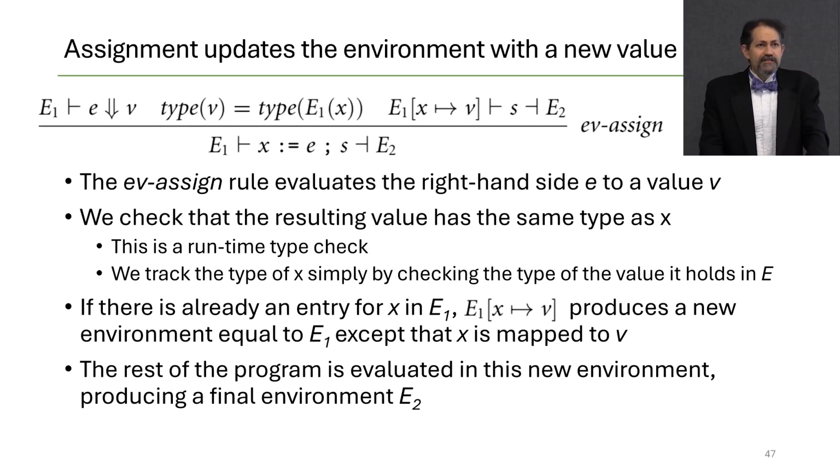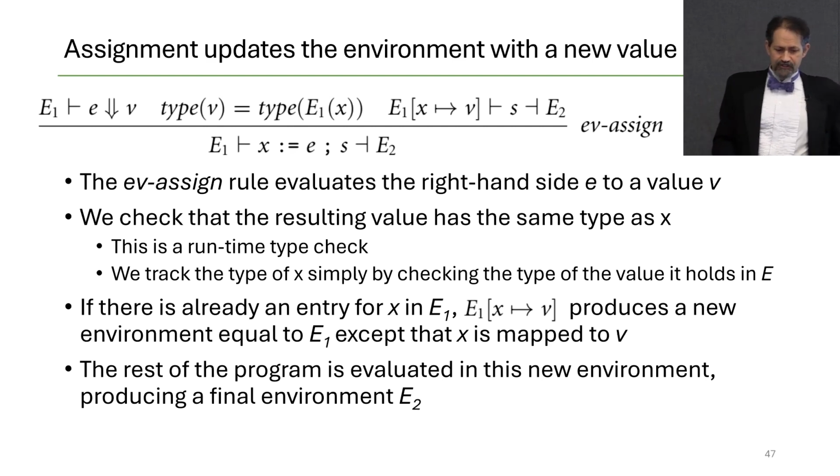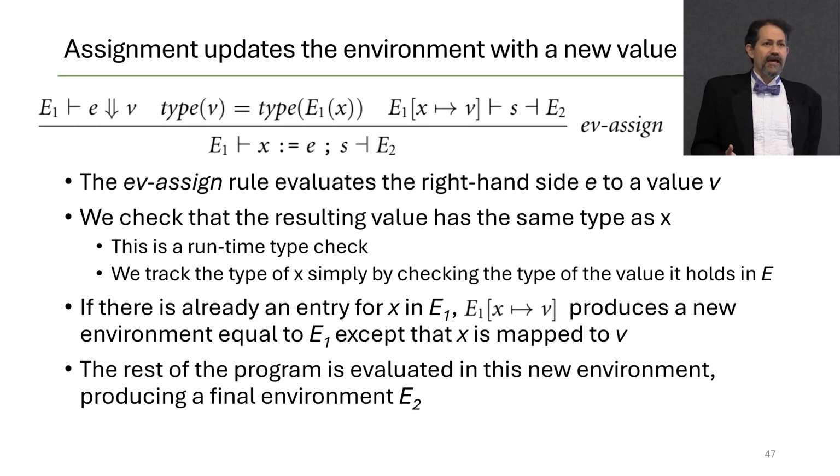We're evaluating an assignment x gets E, followed by another sequence of statements. We're evaluating in some environment E1, and we'll start by evaluating the right-hand side of the assignment E to a value of E. Again, we'll use the current environment E1 to do that. Now, we'll check that the resulting value has the right type for the variable x. So the way I've notated this in this rule is to say, let's look up the value of x in the environment E1. Let's get the type of that, and let's compare that to the type of the value. And if the types are the same, then this assignment will succeed. We can proceed.